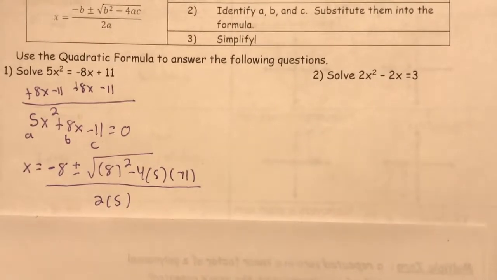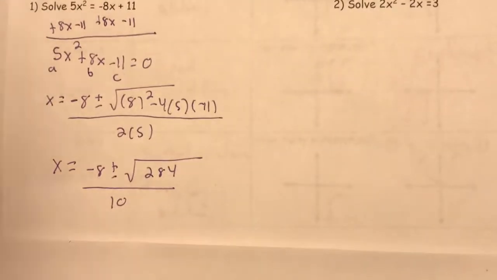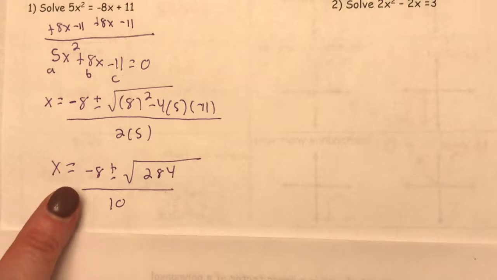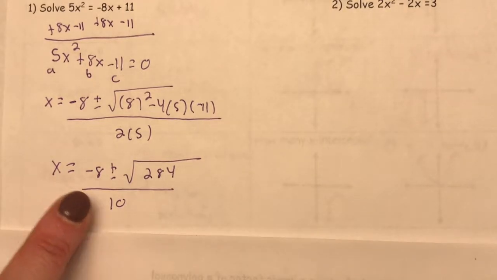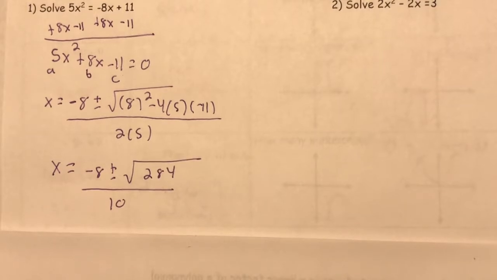There would be your A, B, and C. And then you're going to end up with something like this, and you're going to end up with a 284 underneath. Now, even if you didn't add 8x and subtract 11x, you might end up with a positive 8 out here and a negative 10. That's fine, but you should still end up with a 284. Now, if you try to take the square root of 284, you're going to see it is not a perfect square, and I don't want a decimal answer.